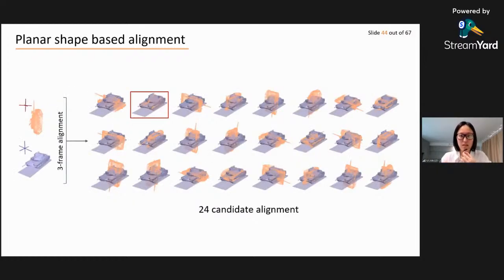Here are all the candidate alignments after applying each rotation. The best candidate is highlighted. A follow-up step is a local refinement step. The remaining 23 candidate alignments are unlikely to output good final results.